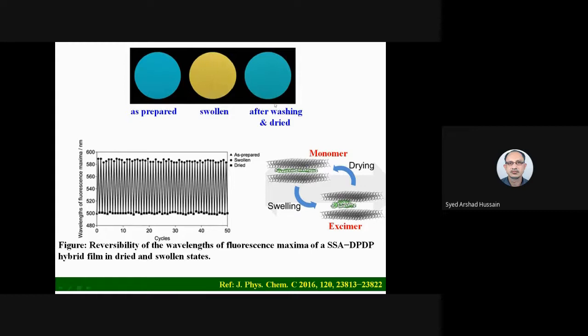Okay, so you see this is the simply prepared film, then swollen under UV. Then, the interesting thing, if it is washed with water and dried again, you see the original color come back, and it is reversible. Over different cycles, you can dry, you can swell, so you can switch between these two colors. Schematically you see two molecules stacked together in swelling conditions, and in drying, one molecule.